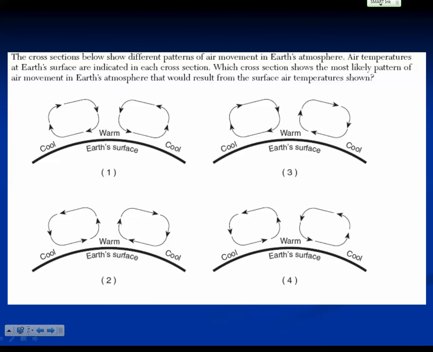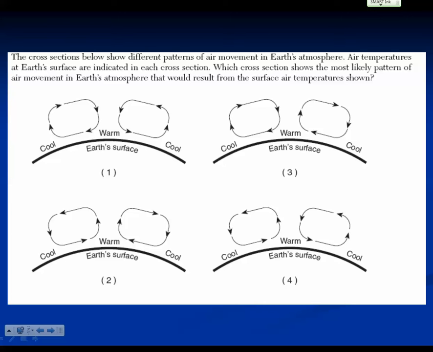Just some quick questions that had to do with the last lesson on planetary winds. And here is a question from an old Regents test. The cross-section below shows different patterns of air movement in Earth's atmosphere. Air temperatures at the Earth's surface are indicated in each cross-section. Which cross-section shows the most likely pattern of air movement that would result from the surface air temperature shown? You always want to recall that the warmer the air, the easier it is going to rise. It's lighter, less dense.